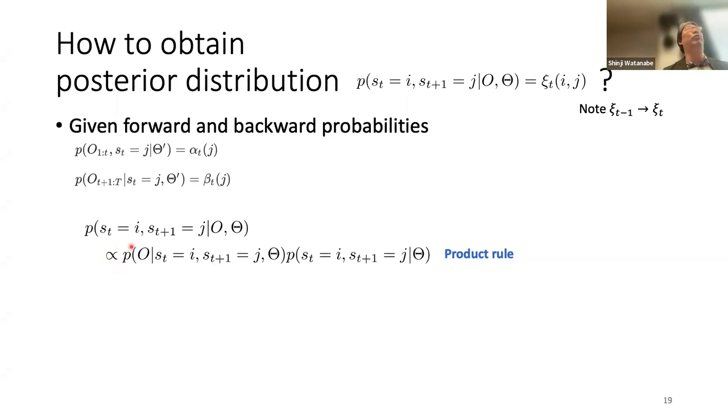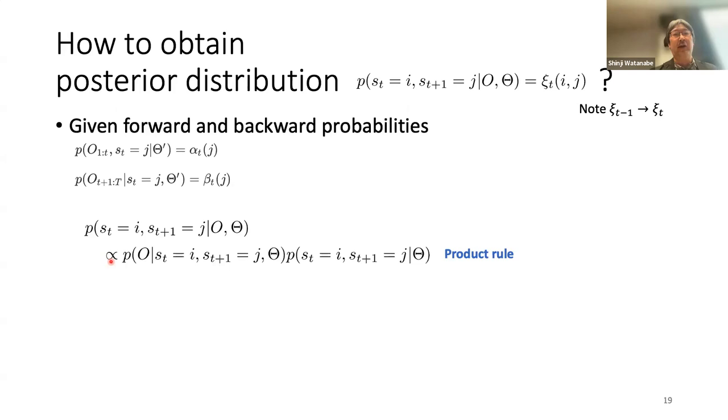This means a proportion, not equal, but proportional. This one is proportional to this one. But the denominator, P of O given theta, is not related to our target, so we eliminate it. I think this proportional notation also appeared in last week's homework, so please make sure to understand it. This is not equal, but we are just removing the denominator, or sometimes a numerator, but mostly the denominator.